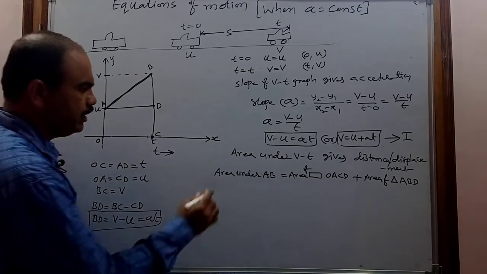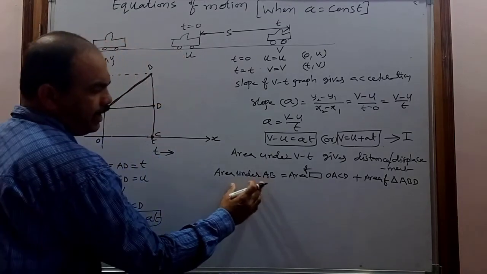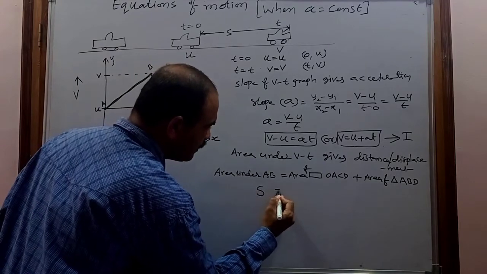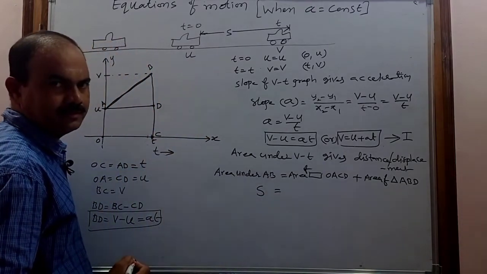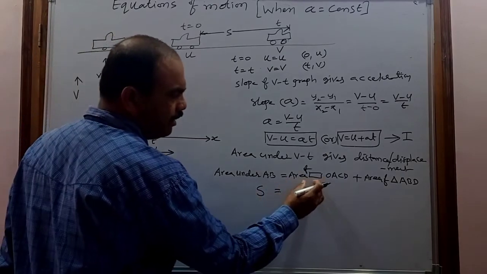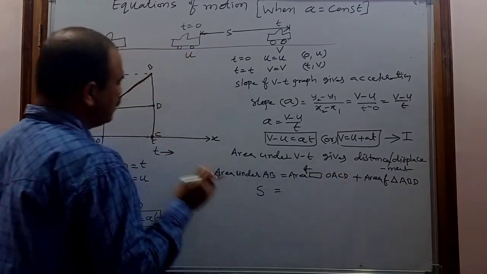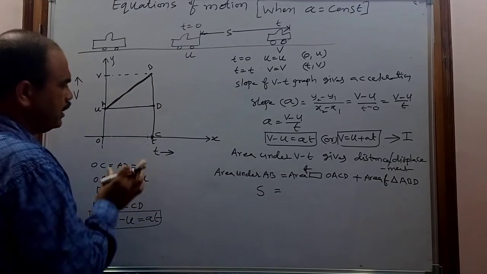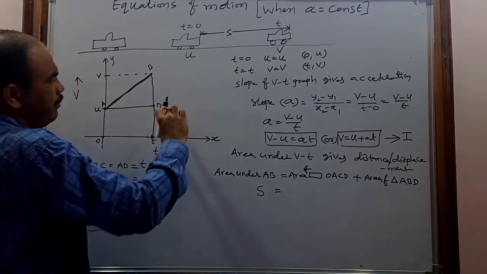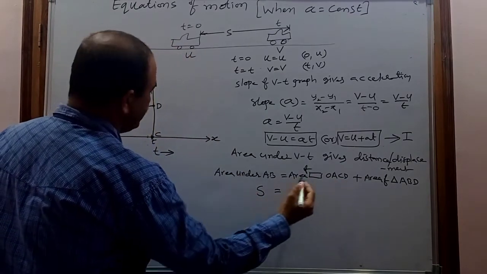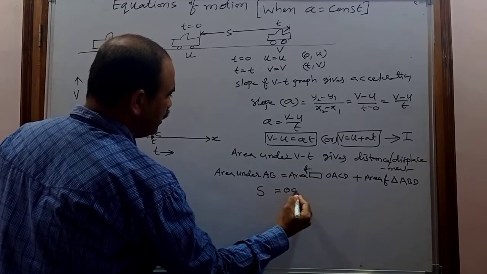Now come to the area under AB. This area can represent what? Distance or displacement, that is nothing but S, equal to the area of rectangle OACD plus the area of triangle ABD. The area of the rectangle is length into breadth. Here length is OC and breadth is CD. So the area of rectangle OACD is OC into CD.